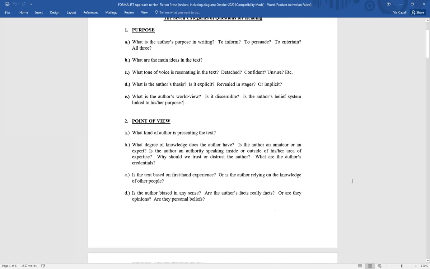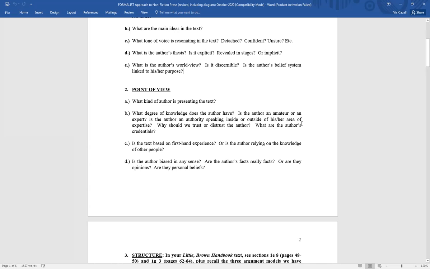Secondly, regarding point of view, notice all the questions here. And let's think about Hilary Rosen again. What kind of author is presenting the text? Well, we know that she's the chief executive officer of the music industry. This is no minor detail. What degree of knowledge does the author have? Expert or an amateur? An authority speaking inside or outside of his or her area? Why should we trust or distrust the author? What are the author's credentials? Clearly, the author is an authority speaking inside her area of expertise.